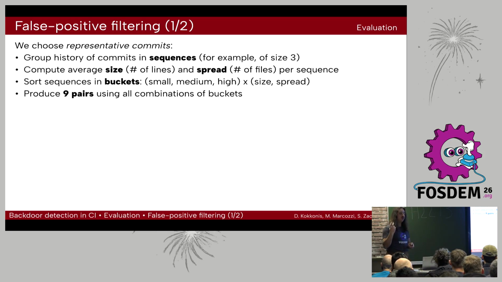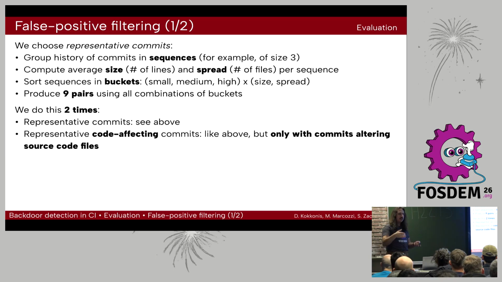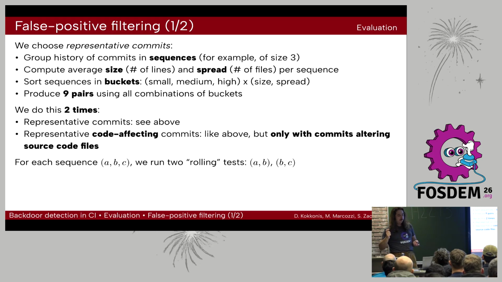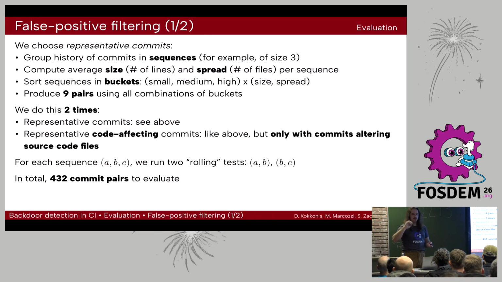We do this twice because many commits actually modify things that do not alter the behavior of the program, such as documentation, stuff like that. So one time we just do it indistinguishably throughout the entire history. The second time we only pick commits that actually alter source code files. And that gives us 432 commit pairs to evaluate on throughout the 13 different programs that we use.